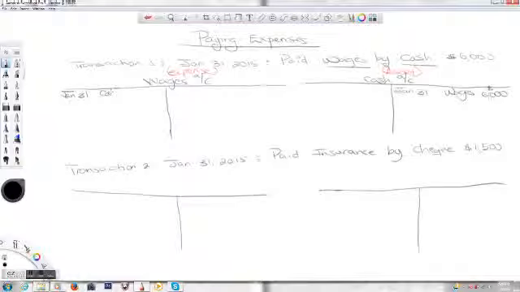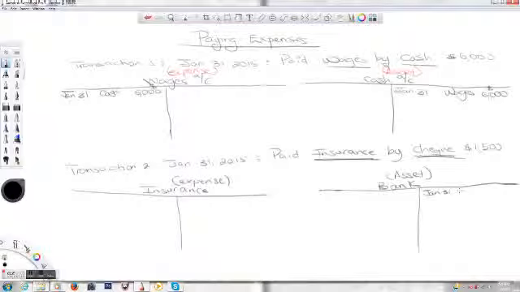Paid the wages by cash, $6,000. And that's how you record the paid transaction 1. We move on to transaction 2, paid insurance by check. So the two accounts that are affected here are the insurance account and the bank account. Insurance we know is also an expense, so the double entry rule for expense applies, and bank, of course, is an asset. We're paying insurance by check, which means the amount of money in our bank account will go down. To decrease an asset, we credit. So we credit this.